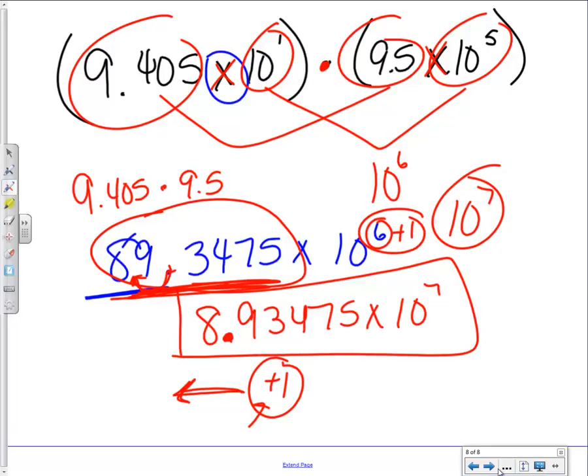Oh, sorry. That was supposed to be a 6 right there. So here's what I got. And then I took that 6 here plus the 1, and that's where I got a 7 from for the final answer there.